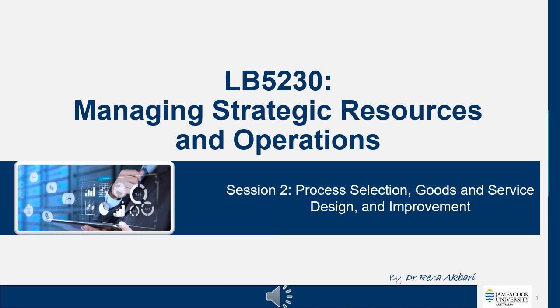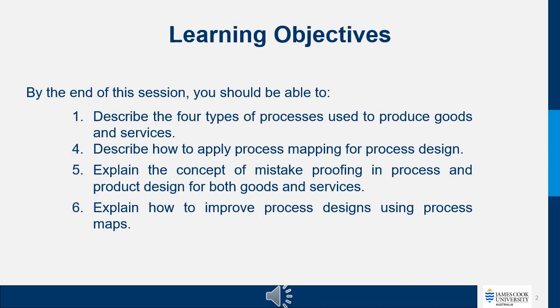In this session, we're going to talk about process selection, goods and services design, and improvement. By the end of this session, you will be able to describe the four types of processes used to produce goods and services, describe how to apply process mapping for process design, explain the concept of mistake proofing in process and product design for both goods and services, and also explain how to improve process design using process maps.